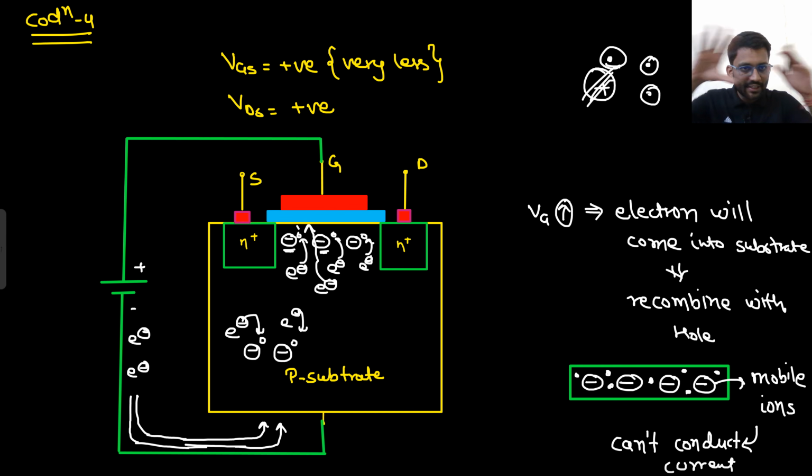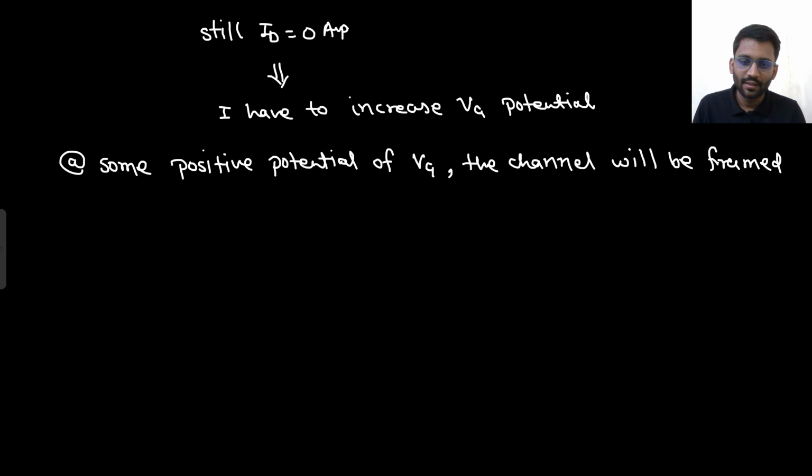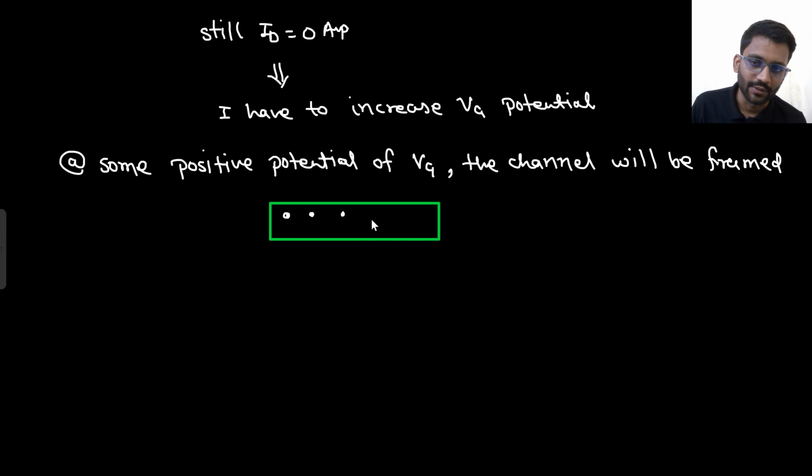And our substrate was P. Our given substrate was P. But in this P substrate, we have made the N channel. That means we have inverted the P substrate. So that's why it is known as inversion layer. Are you getting this point? So more and more electrons are supplied, and because of that, a channel will be framed that will have electrons, and this layer is known as inversion layer.